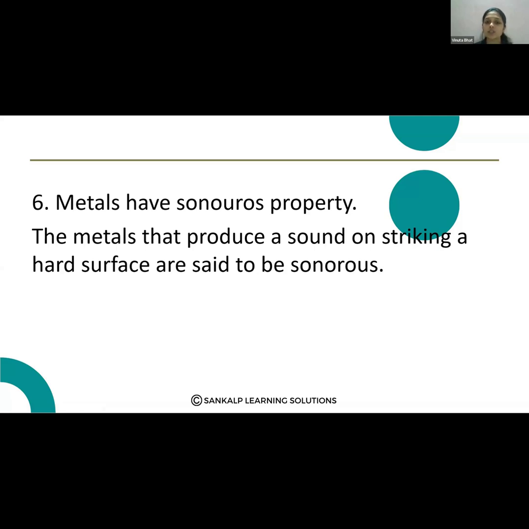So that is nothing but the sonorous property. Okay, I hope this point is clear.